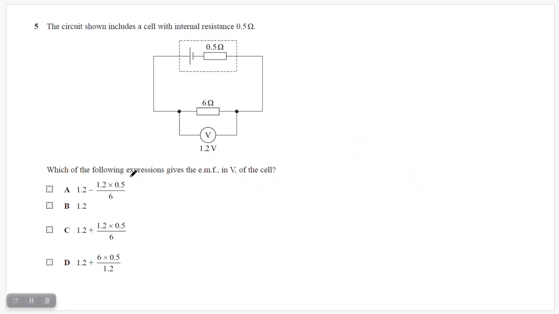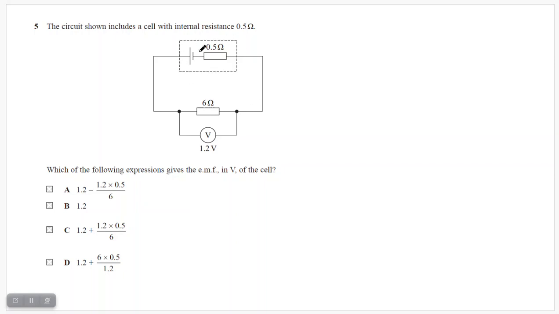The circuit shown includes a cell with internal resistance 0.5. Which of the following expressions gives the EMF in volts of the cell? So my suggestion for all the candidates is, make sure when it comes to Unit 2 you have all of the equations at the tip of your tongue, because if you forget the equation and have to look back at the equation booklet, that exam is not going to be the best of exams. You have to have all of the equations memorized.